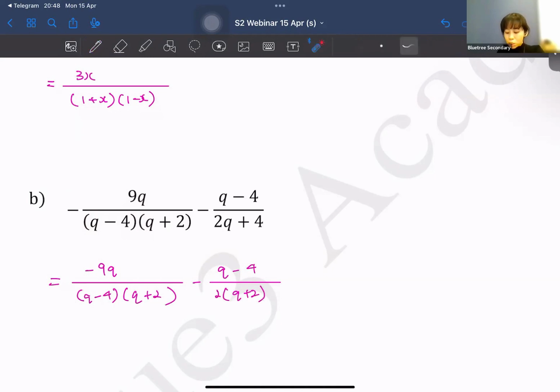Some students straight away tell me, I can cancel this q minus 4 with this q minus 4. You cannot do that because it's not a multiplication sign between the fractions. You can only do that if it's a multiplication sign. If it is not a multiplication sign, please do not cancel like that.